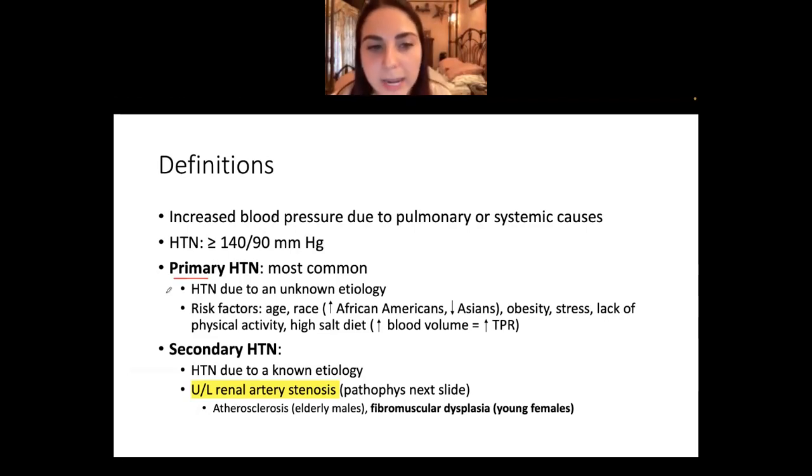Risk factors are age. So older people tend to have higher blood pressure. Race, there's an increased risk in African Americans and a decreased risk in Asians. Obesity, stress, all these ones that you've heard about. Lack of physical activity, high salt diet. That one actually makes sense, right? So if we have high salt, you're going to reabsorb more water. You're going to increase your blood volume, which is going to increase resistance, total peripheral resistance.